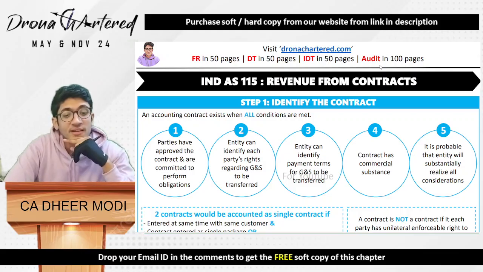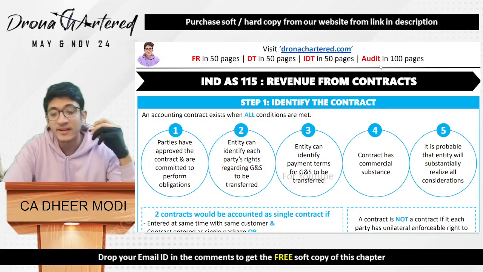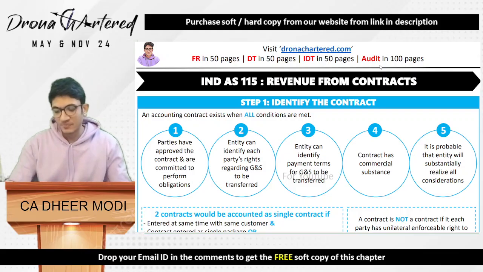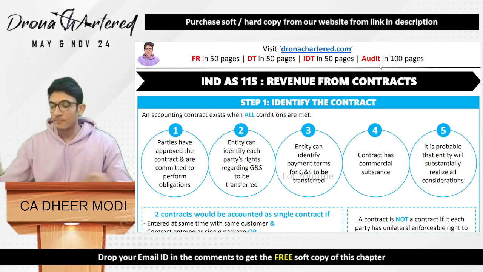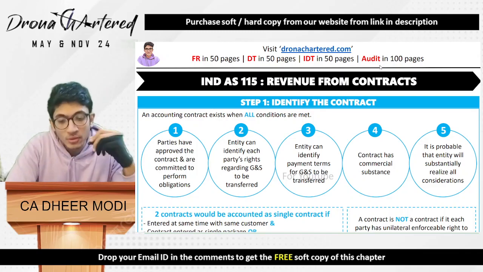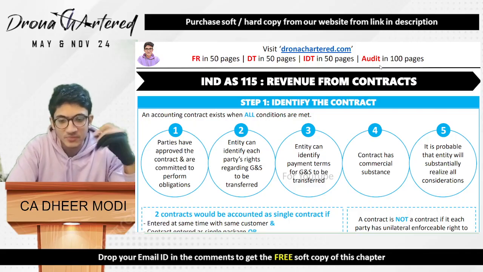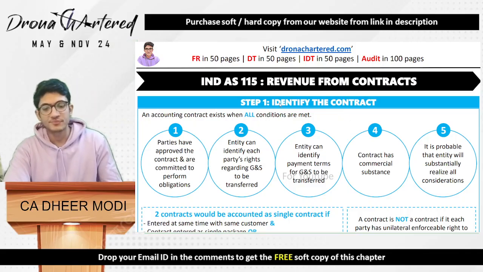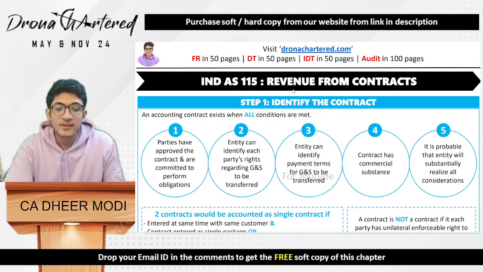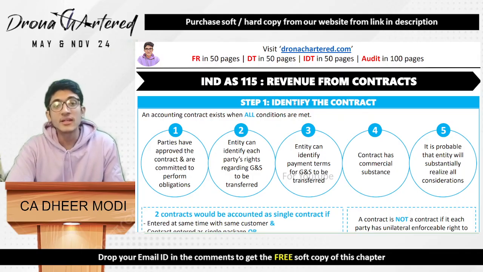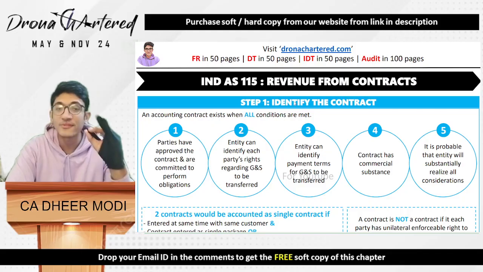So today we are doing IND AS 115, which talks about revenue from contracts. This entire standard is split into 5 steps and we'll study each of those 5 steps. First is identify the contract. That is, there should be a contract.